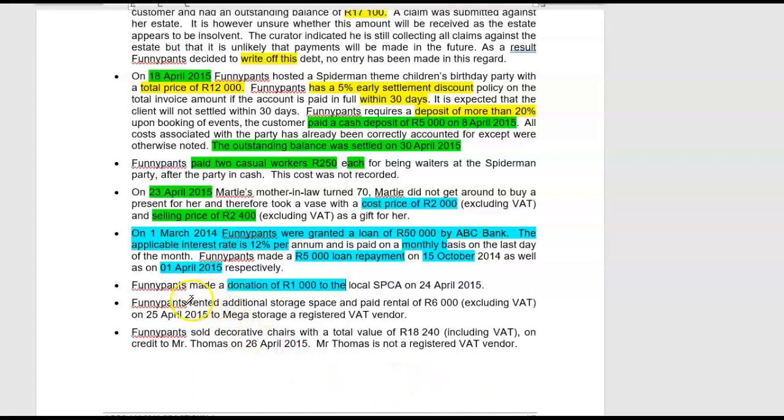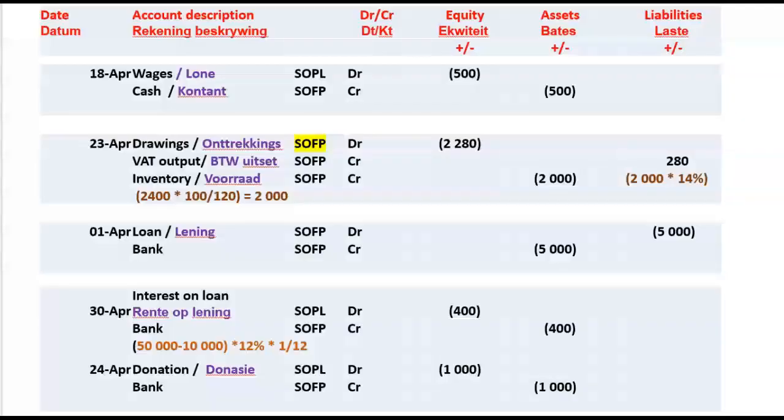Funny Pants rented an additional storage space and paid rental of 6,000 Rand exclusive of VAT on 25 April to Mega Storage, a registered VAT vendor. Now, if they are a registered VAT vendor, we have to pay them the VAT as well. So the 6,000 is exclusive of VAT. Is that the amount that we've paid? No. We've paid 6,000 times 1.14 to include the VAT.